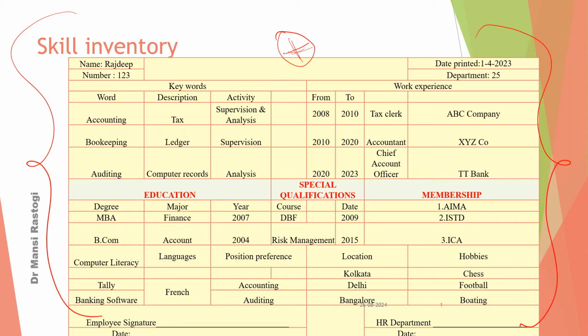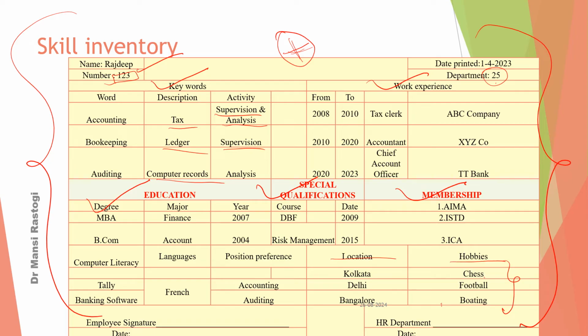For example, the education is given, then the special qualifications are also given, the memberships are also given, the name is given, every employee is given a code, then keywords are also given. For example, supervision and analysis, tax, leisure, supervision, computer records, then work experience is also given, then department is also given by the code, then the location, the hobbies.